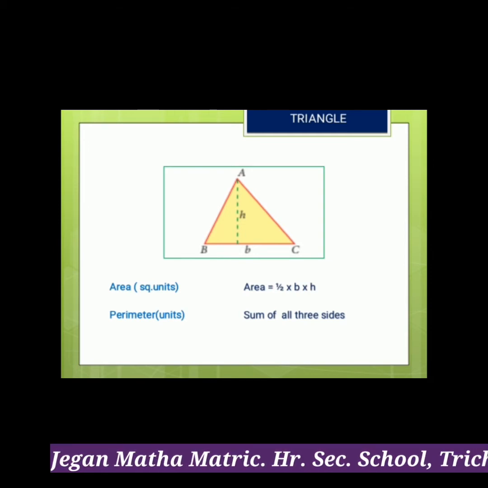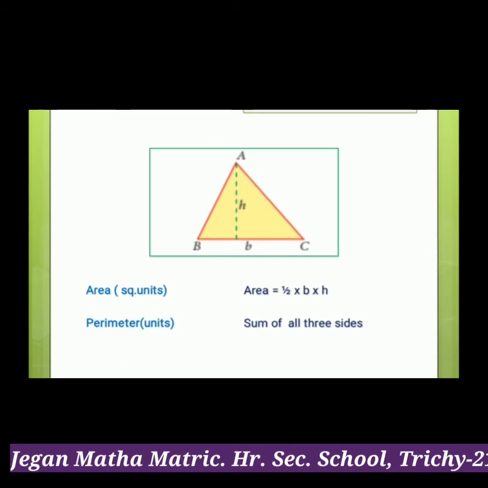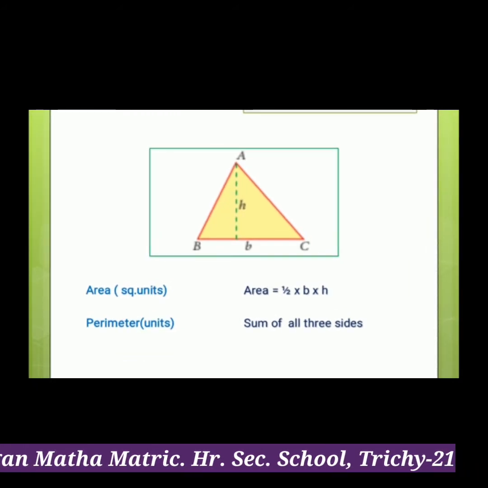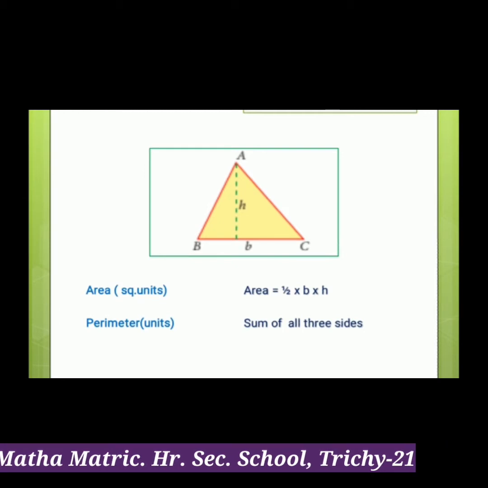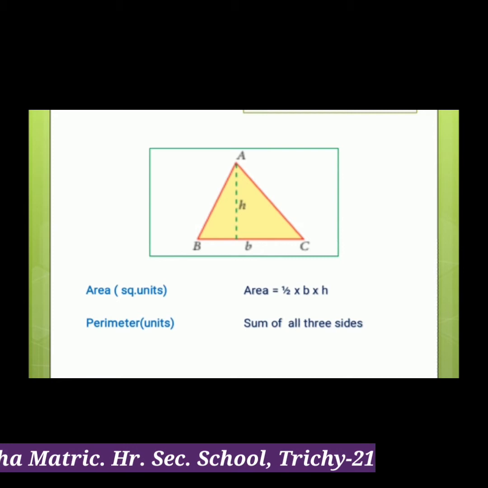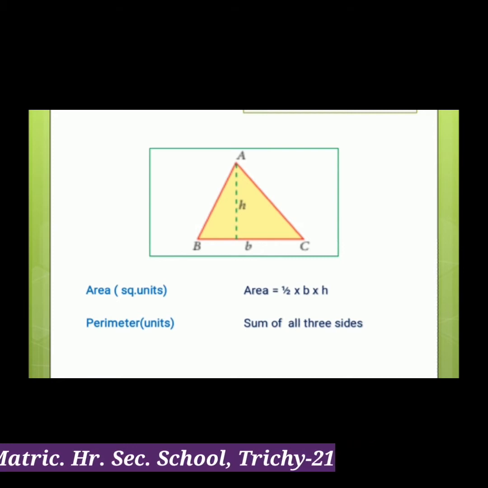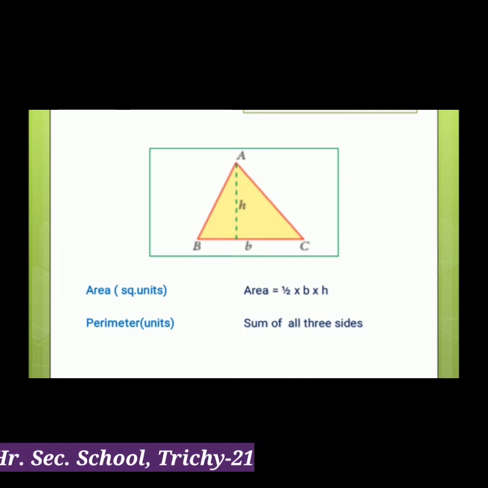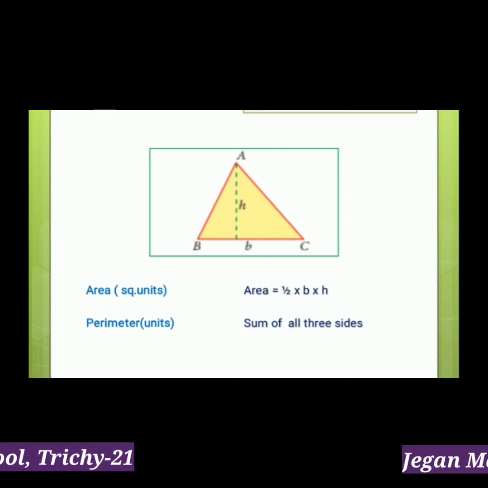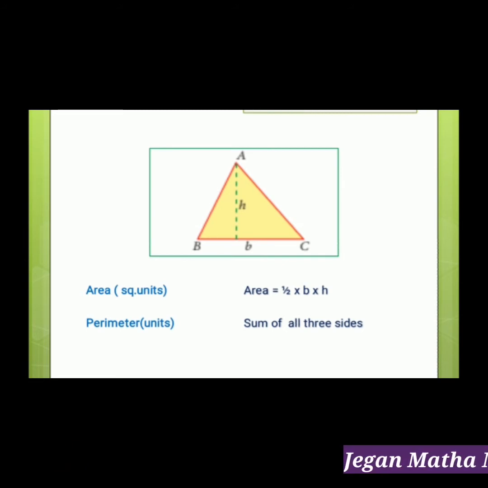The first shape is triangle. What is a triangle? A triangle has three sides and three angles. All the sides and angles can be different sizes. Then area of the triangle is equal to 1 by 2 multiplied by base multiplied by height square units. Then perimeter of the triangle is equal to sum of all three sides units. This is the formula for area and perimeter of a triangle.